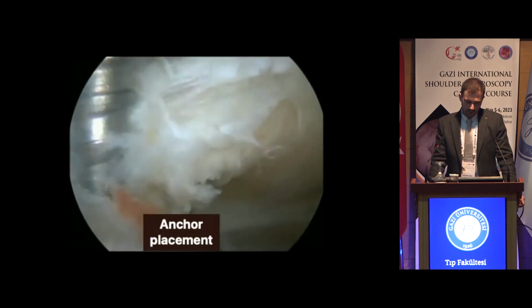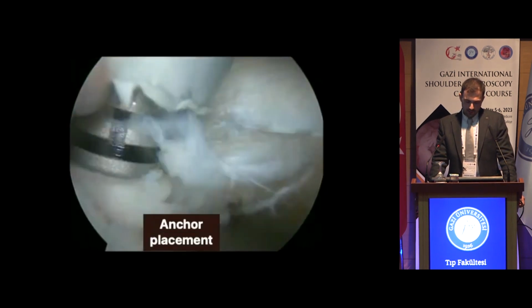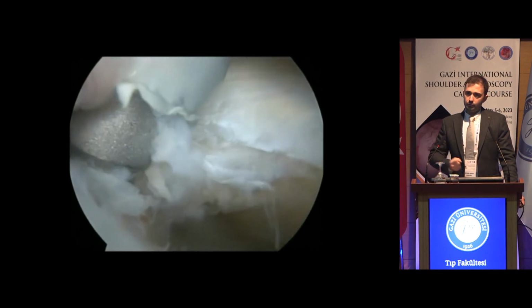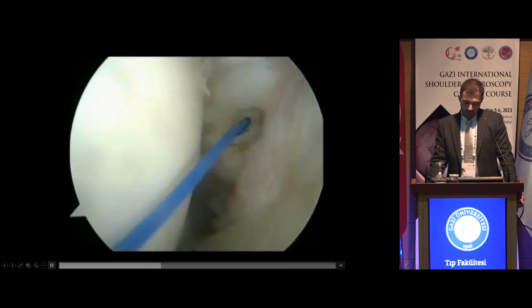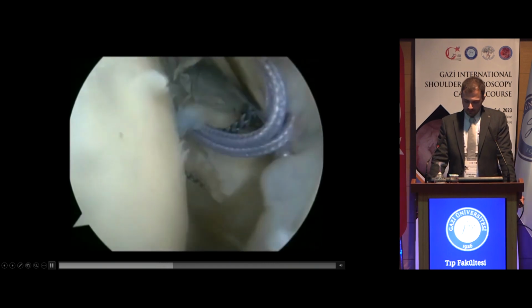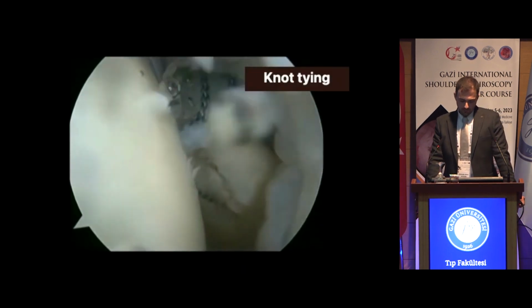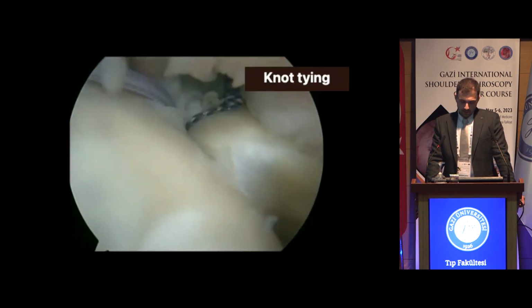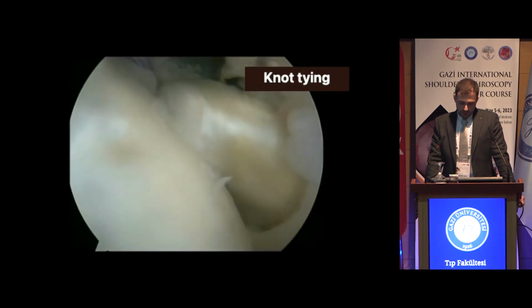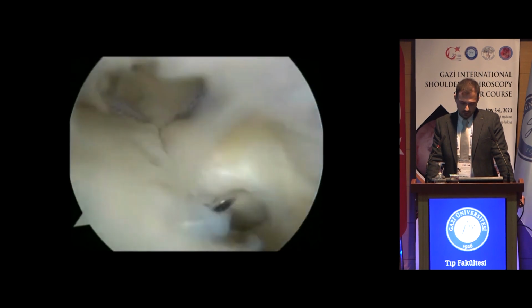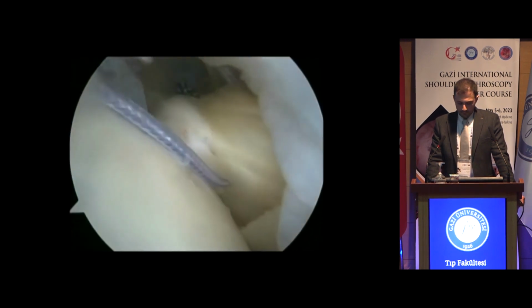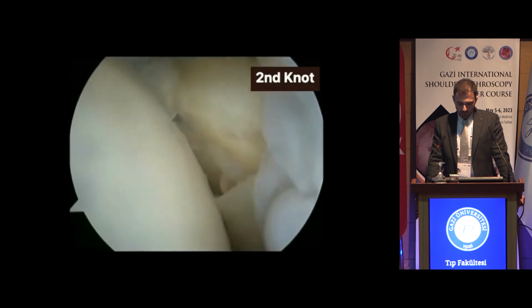We prepare a bony bed by debridement. The anchor is placed. You can rotate the shoulder to achieve a 90-degree insertion angle. Then the first suture is passed with a suture lasso, and the first limb of the suture is passed. A sliding knot is placed, and then the second suture is passed through the tendon, similar to the first one, and a single row repair is completed.